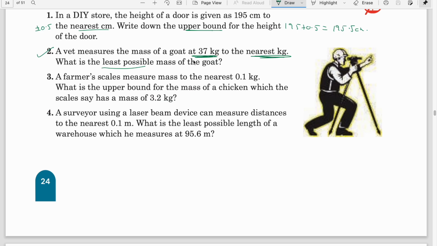The vet measures the mass of the goat to the nearest kg, 37. Nearest kg means 1 kg, so plus minus half, yes. So the lower end is 36.5 kg.